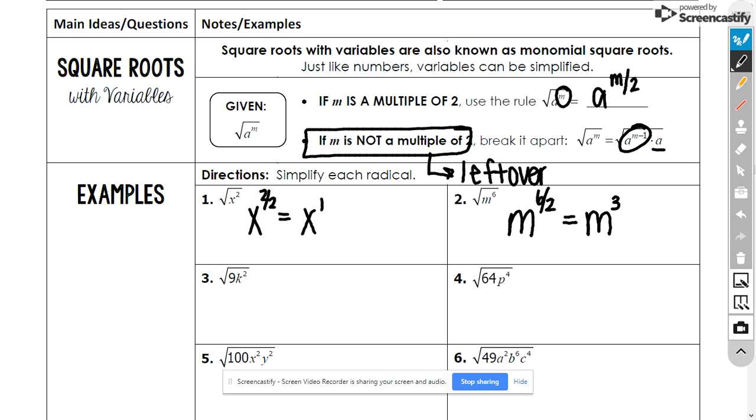Looking at number 3, I have a number in here, so always worry about your number first. What is the square root of 9? Well, I know that 3 times 3 is 9, so that's going to give me 3. And then I have k, 2 divided by 2 just gives me 1k, or k1. Number 4, the square root of 64 is 8. And then if I have 4 p's, I'm going to divide that by 2. Now I have p squared.